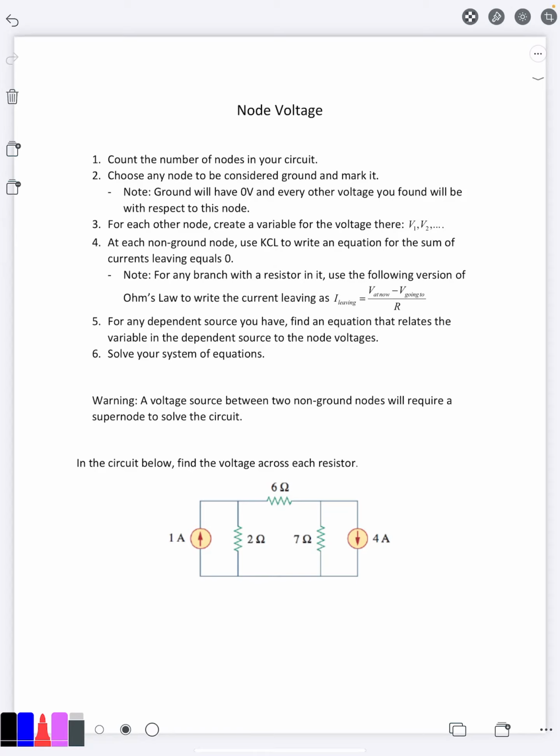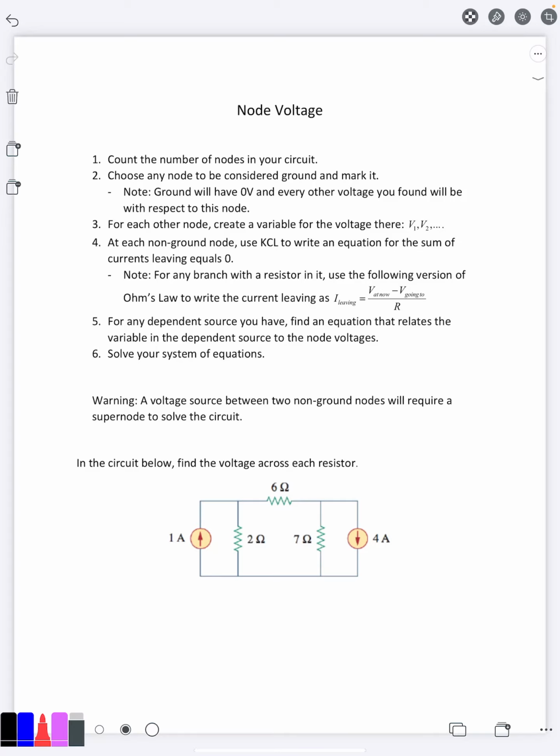In this video, we're going to explain how the node voltage technique works for analyzing circuits. So you start by taking a look at your circuit and you count however many nodes there are. Maybe 4 nodes, maybe 6 nodes, however many there are, you count them. You're going to pick any one of them to be a ground node, to be the ground for your circuit.